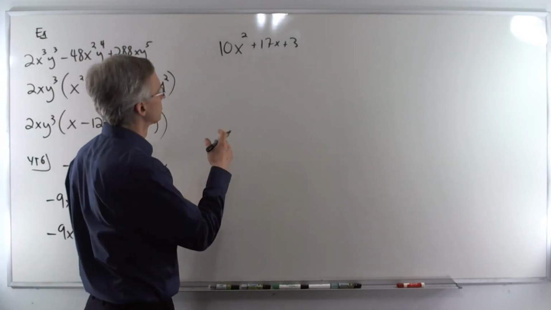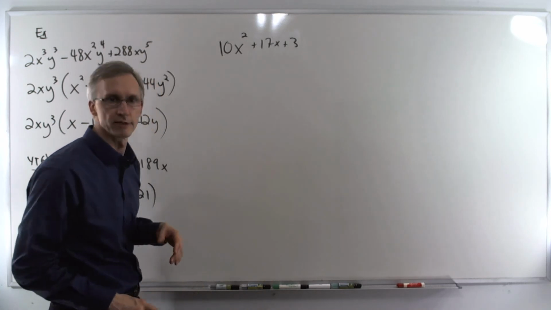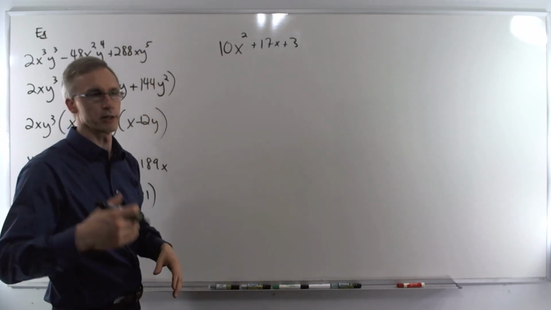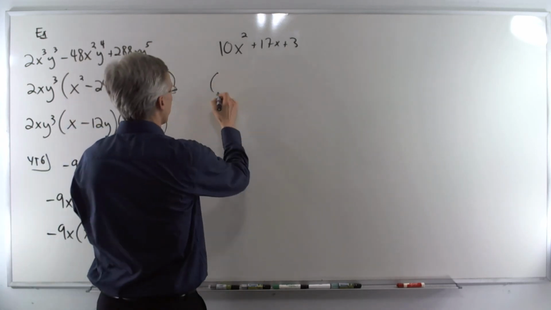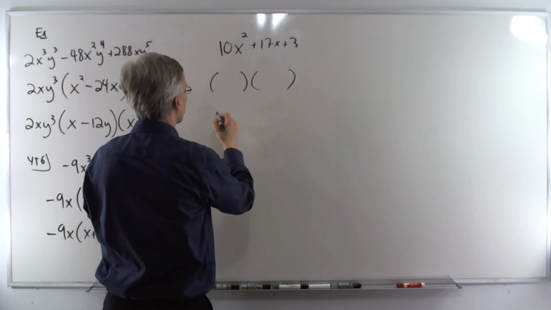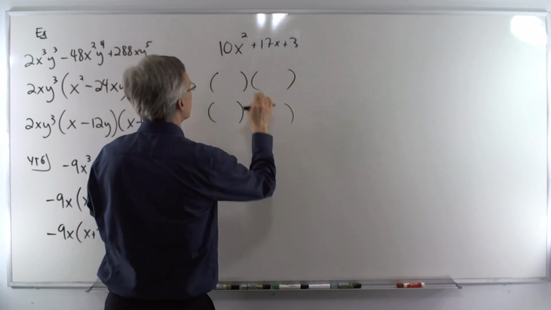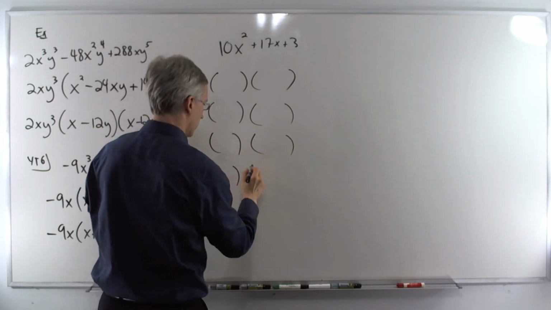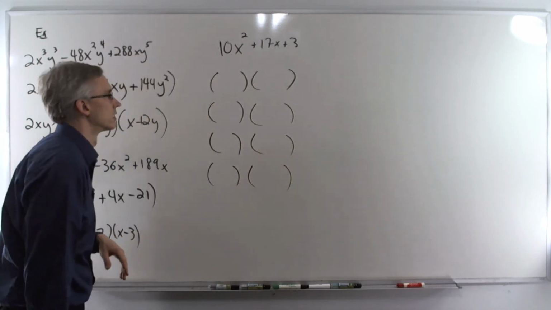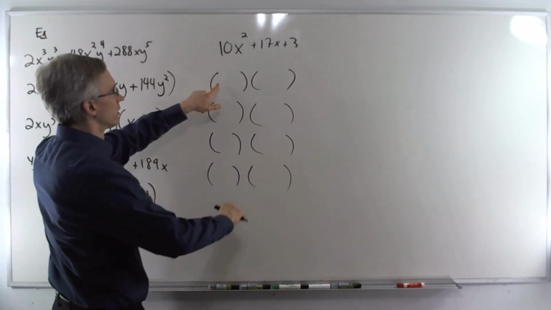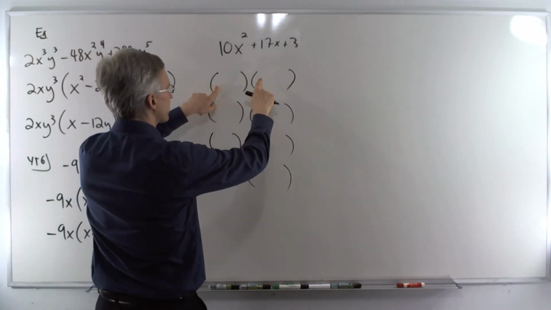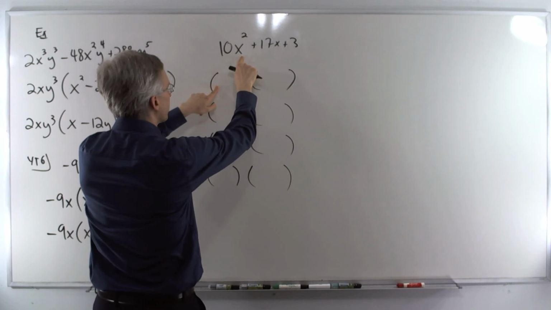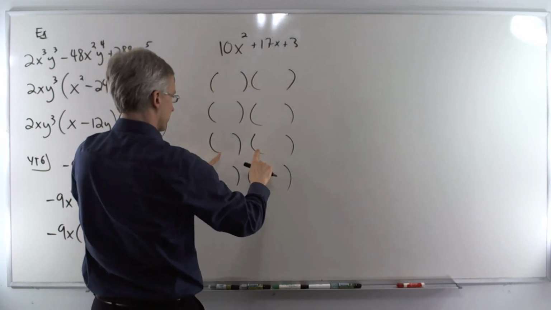Now, you can do them if the numbers are bigger or if you have negatives, but it just takes longer because you have more combinations. So what we're going to do is write down all the different ways that you can factor 10 and 3 into these binomials. We know that when we FOIL, first times first equals this term. So we're just going to work on these first.